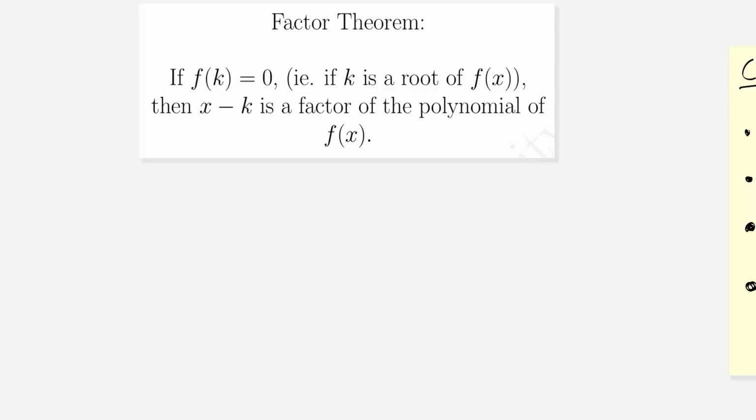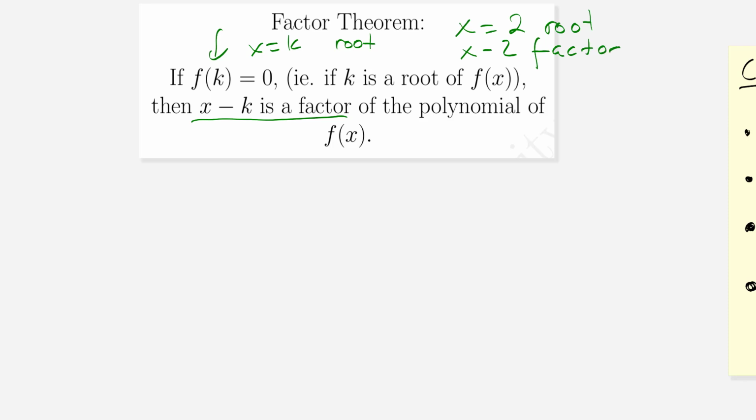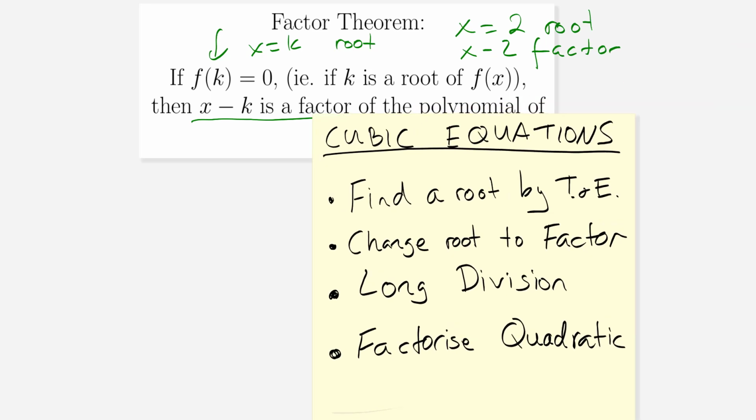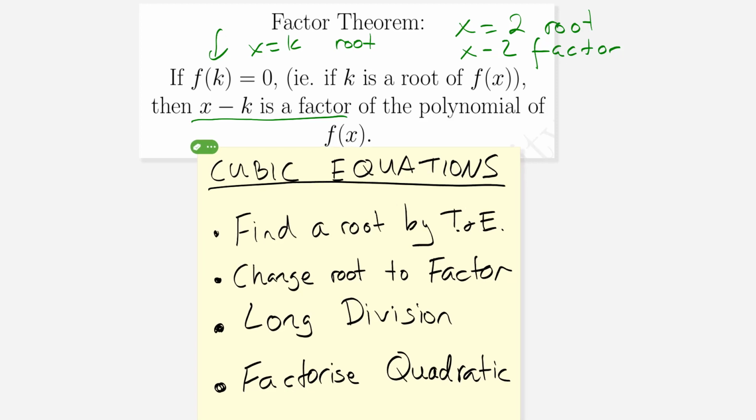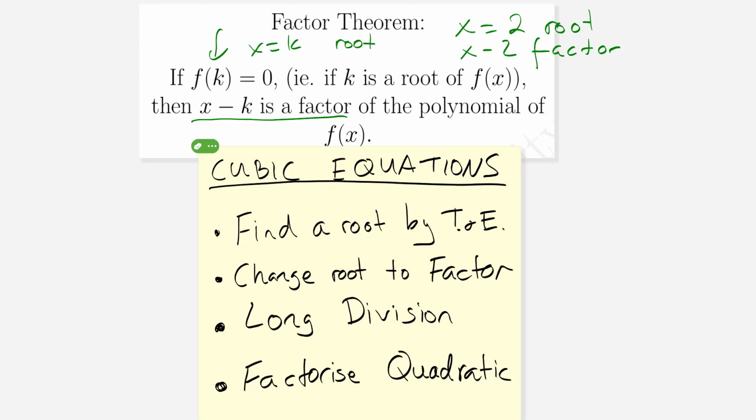Remember the factor theorem: if f of k equals 0, that's if x equals k is a root, then x minus k is a factor. And we had our example where x equals 2 was the root, and therefore x minus 2 was the factor. All right, so in summary, for cubic equations, how do we solve it? Well, we found a root by trial and error. That's the first thing we did, find a root by trial and error. Then we changed that root to a factor.